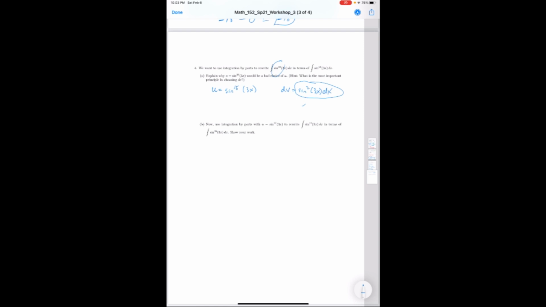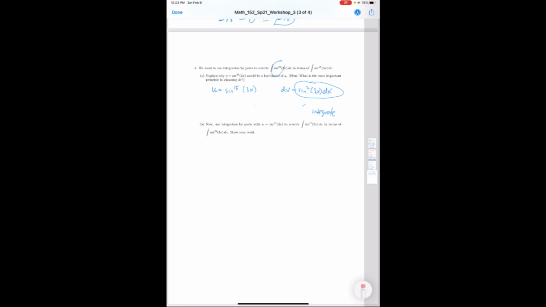So the answer here is that this is a terrible choice because dv is not easy to integrate.